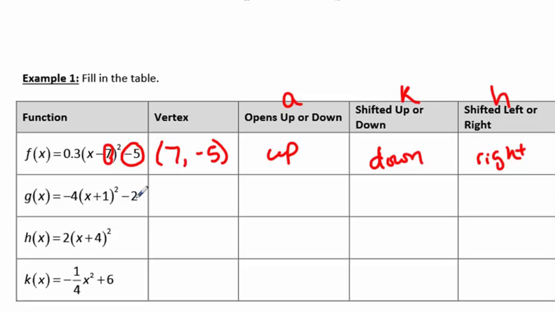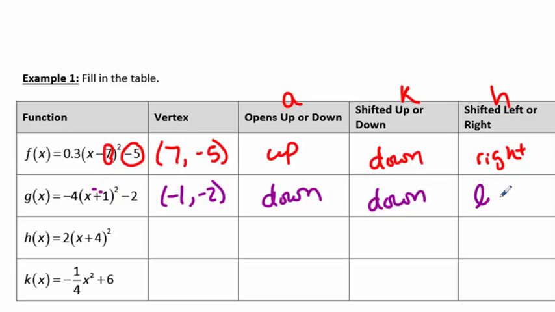Let's look at the next one. The vertex, this is negative, negative 1, so it's going to be negative 1, negative 2. A is negative, so it's down. K is negative, so that's down. And h is negative, so that's left.